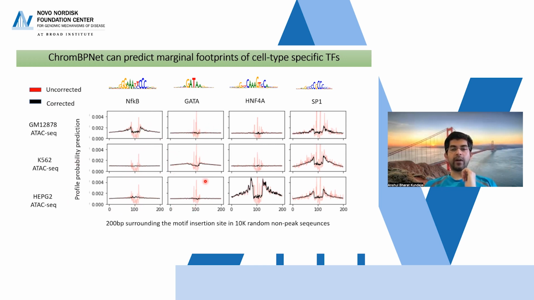Here's the GATA motif has a weak footprint. And then here's HNF4A, which is like boom, bang. It just like sits there. Huge residence time, deep footprint. And SP1 has very similar footprints in all 3 cell types. Right? So this is nice. It's a good sanity check.